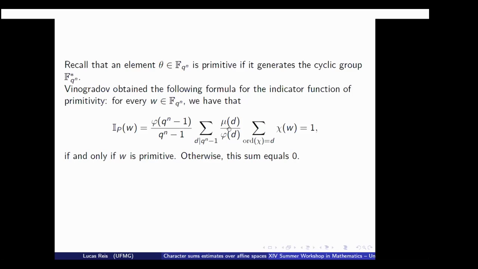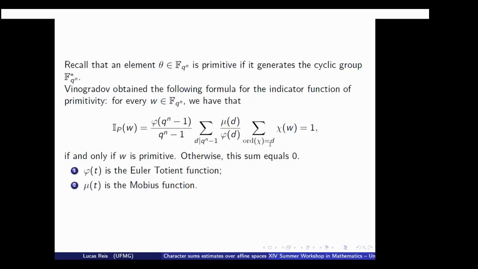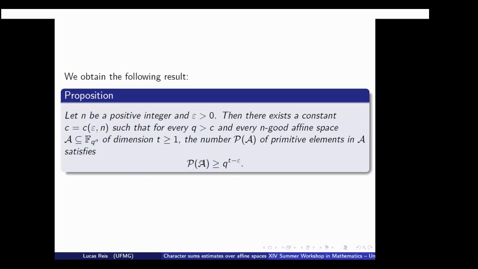So here are the characters. We have here the Möbius function and Euler's function. Essentially, for this sum here, I take W, any element of F_q to the n, and this sum equals 1 if and only if W is primitive. Otherwise, this sum will be 0, right? These are the functions I mentioned. And here, the sum is over all the multiplicative characters of order exactly d. Right, and so just employing this indicator function, this is a very nice result that we can get straightforwardly.